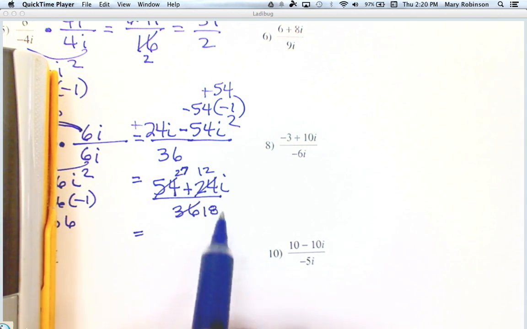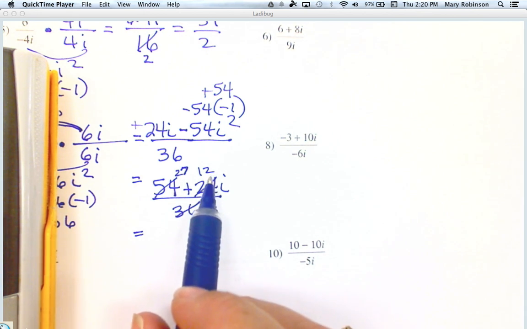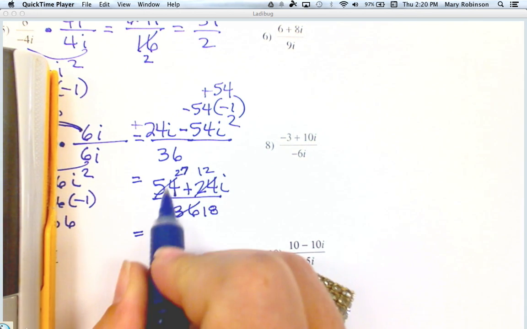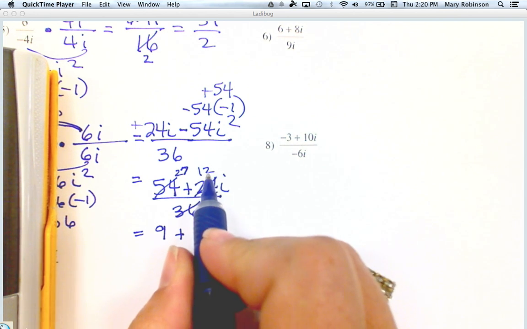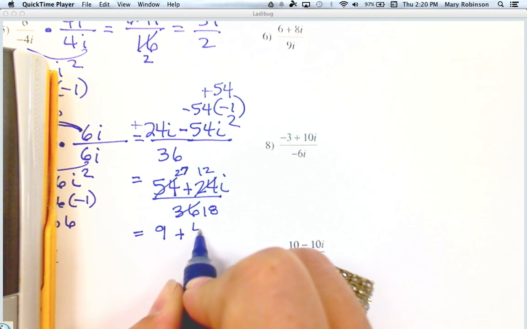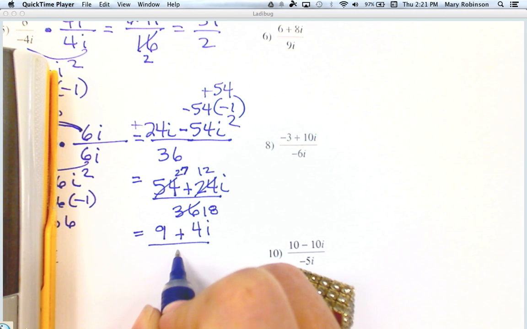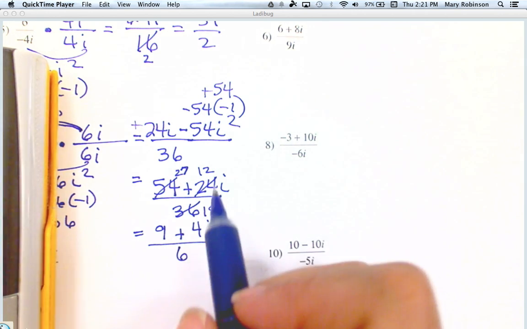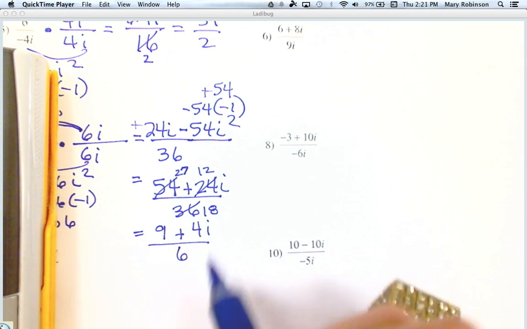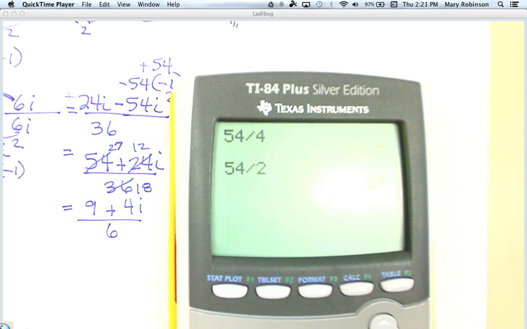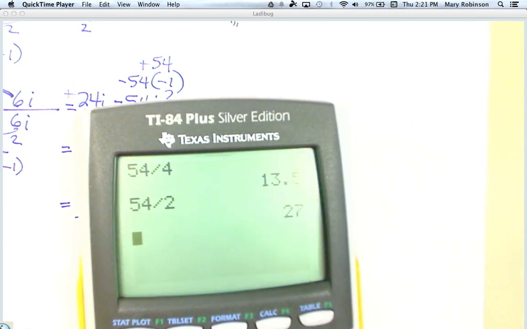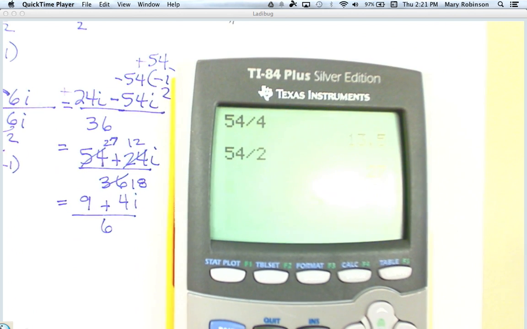So they're all multiples of 3. So I can divide these by 3. 27 divided by 3 is 9. 12 divided by 3 is 4. And 18 divided by 3 is 6. So if we could divide by 2 and 3, that means they were all divisible by a common factor of 6. Hopefully you caught that, but if you're not sure, I would always start by trying to divide by 2 and 3 if they were odd.